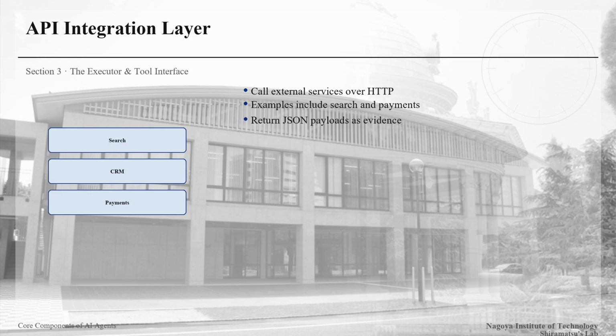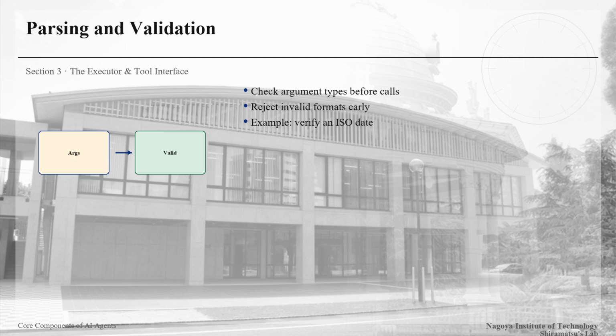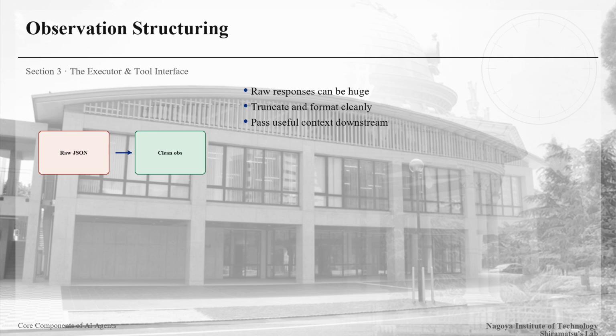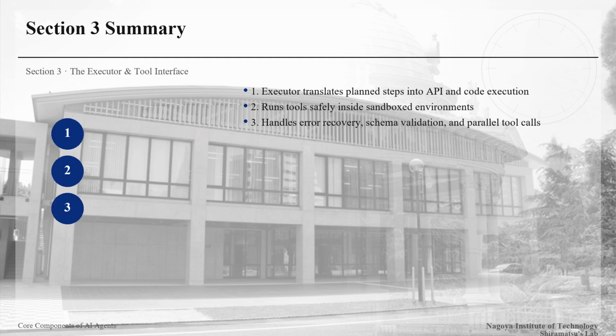The executor can call external services such as search, CRM, or payment APIs and return JSON payloads. Deterministic validation checks argument types before invocation, for example, verifying an ISO date format. When rate limits or timeouts appear, the executor can apply exponential backoff and retry safely. Raw API responses are truncated and formatted into clean observations for downstream nodes. Section 3 Takeaways. Executors run tools, sandboxes protect hosts, and validation plus retries keep the loop resilient.